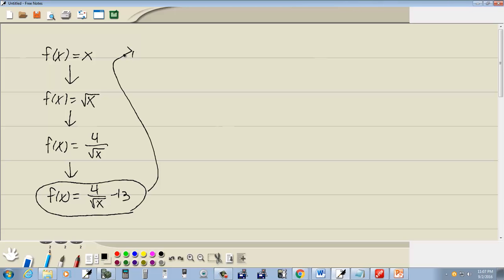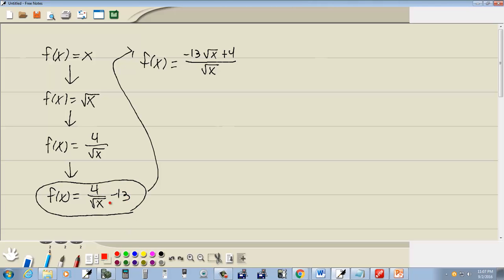If by chance they were to rewrite this as a single fraction, they probably wouldn't, but if they were, then this would be negative 13 square root of x plus 4 all over square root of x. It's not bad to show this, because if you're going on to calculus, then it's useful to have single fractions sometimes in calculus. Now what I did is, this is the mixed number rule.